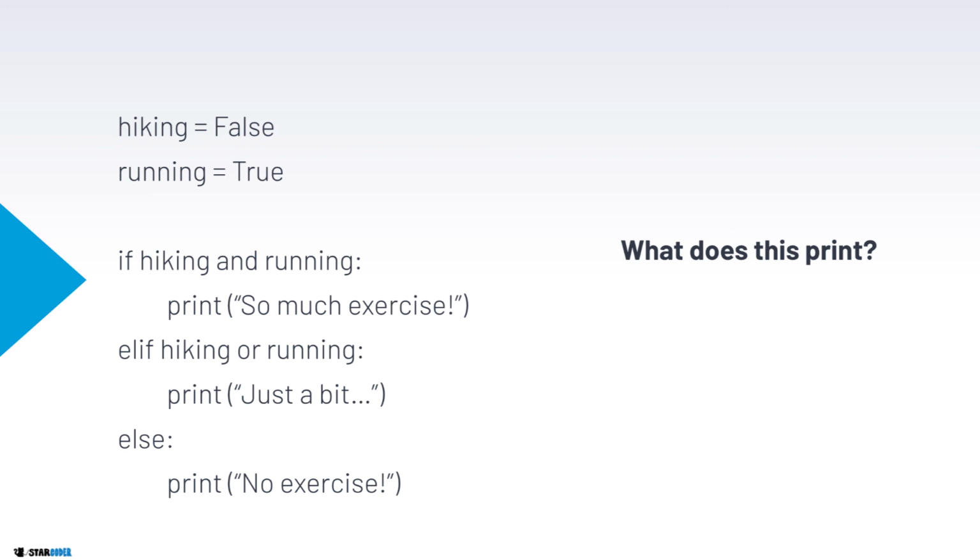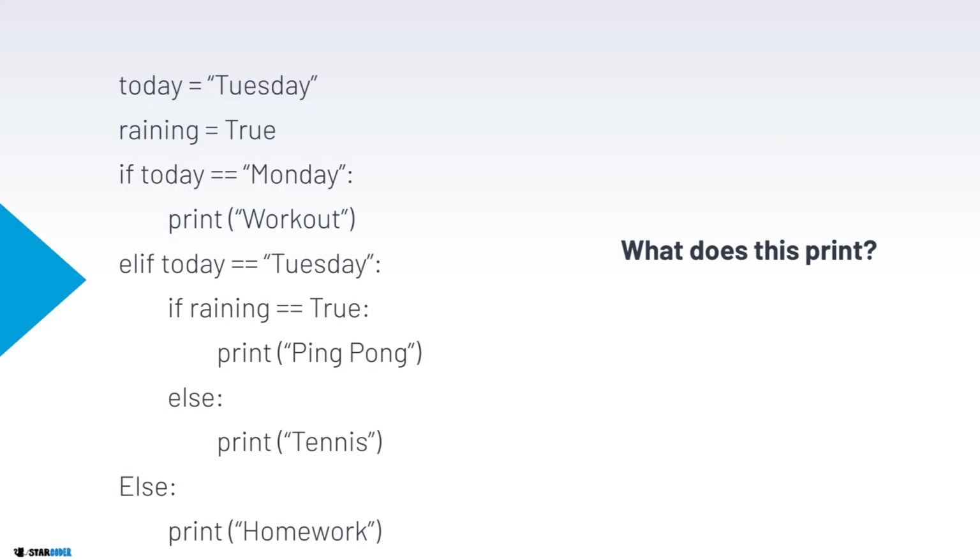Finally, let's look at this example. Be sure to break it down when you look at it. Well, let's see. Today is equal to Tuesday, the string. Raining is true. So our first if statement asks if today is equal to Monday. Note that some operations can be used on strings. For example, we can use the equal. Since Tuesday the string is not equal to Monday the string, this if condition is false.